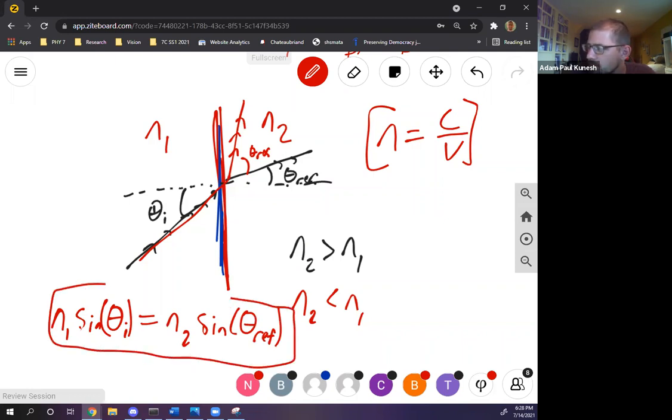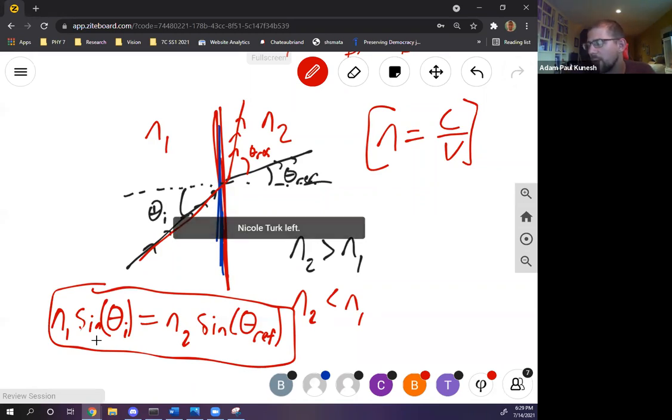Boom. So given any three of these, the first index of refraction, the incident angle, the second index of refraction, and the refracted angle, you can determine the last one. If you don't have three of these, you probably need to look around in the problem and see if you can find other ways. But you have four variables, and if you have three of them known, then you can solve for the last one.